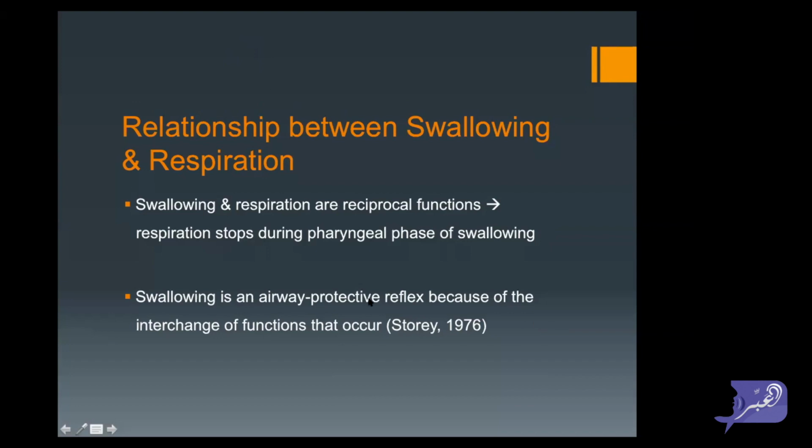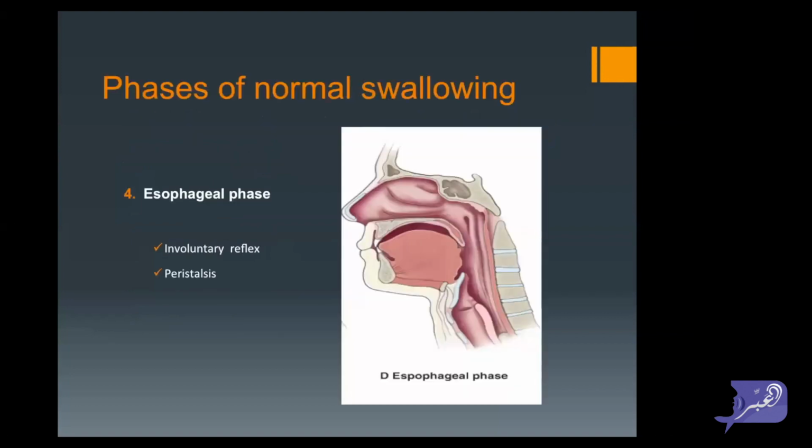All right. The relationship between swallowing and respiration is reciprocal. It's very important. They work together, but not really together, and they have to have an understanding. Basically, they have to be in synchrony, where we stop breathing when we are ingesting and swallowing, and then it has to know when it is acceptable to have respiration happening again. Respiration needs to stop during the pharyngeal phase of swallowing specifically, where it's a danger zone, I guess you can say. So swallowing is an airway protective reflex because of the interchange of functions. We have one track that splits into two, and so we need this coordination.